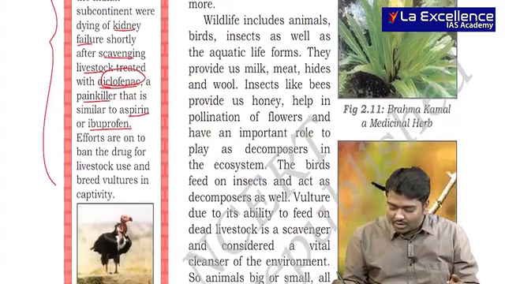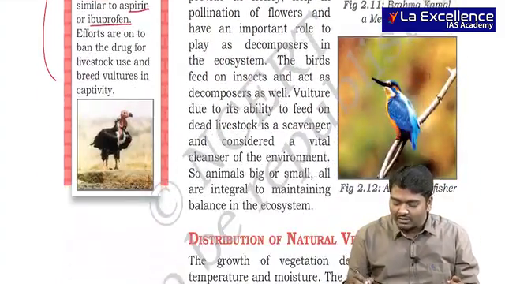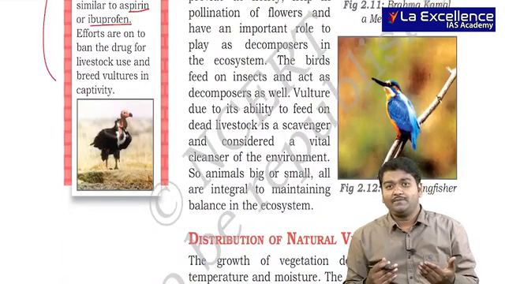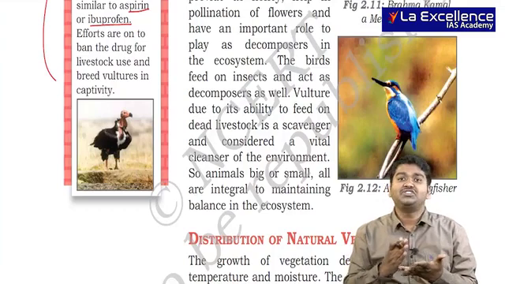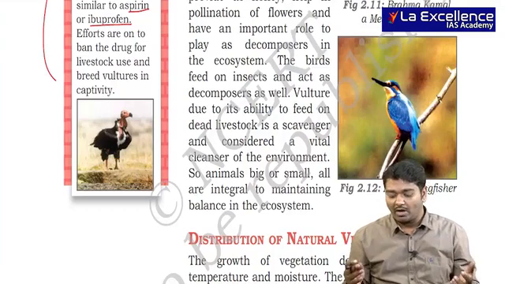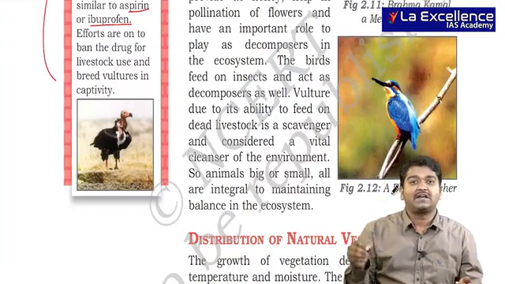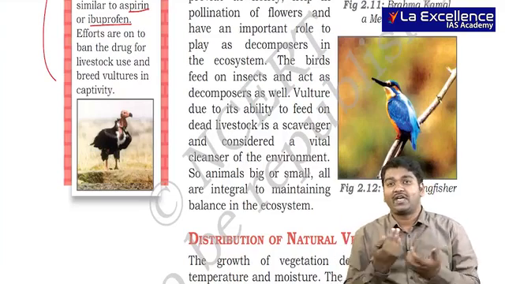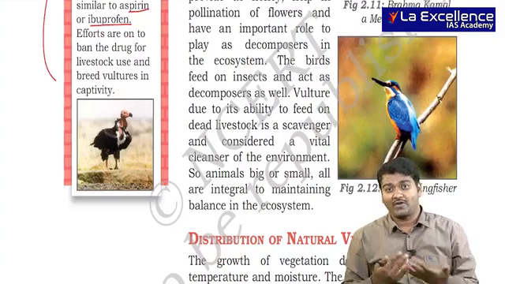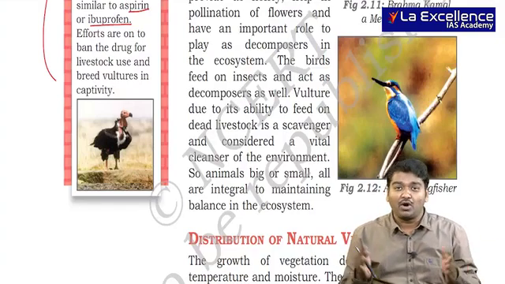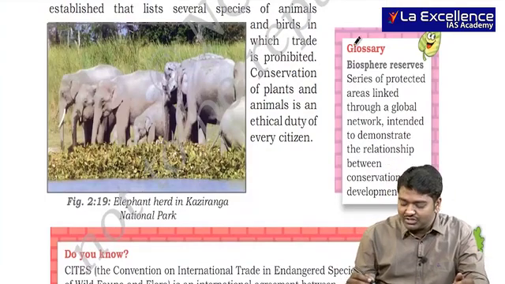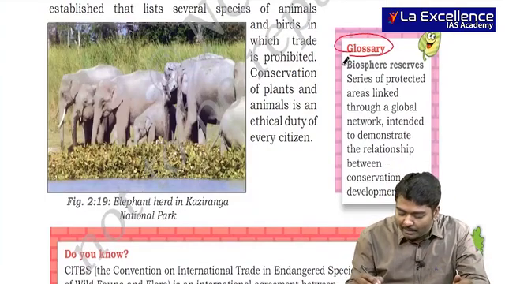Then you should be aware of certain organisms which they talk about here, but when you talk about vulnerable, endangered and extinct species, the examples given here might have changed now. So please refer to the environment and ecology notes of your faculties rather than relying on the NCERT books. And then on the last page you can see a glossary about biosphere reserve.